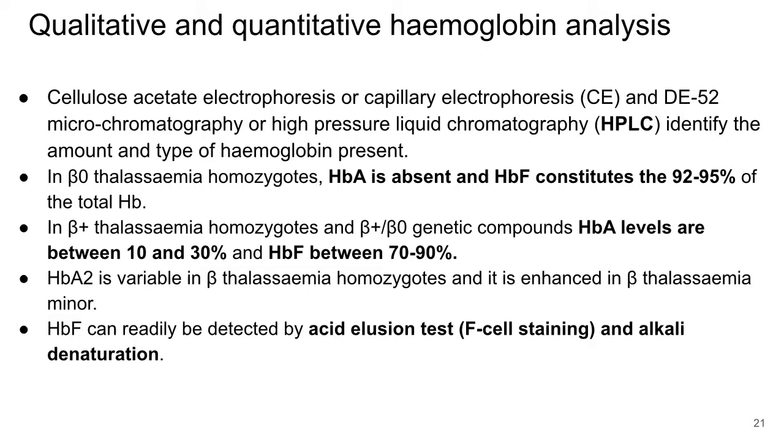In beta 0 thalassemia homozygotes, hemoglobin A is absent. Hemoglobin F constitutes 90 to 95% of the total hemoglobin. And in beta plus thalassemia homozygotes, hemoglobin A levels are between 10 to 30% and hemoglobin F levels between 70 to 90%. Hemoglobin A2 is variable in beta thalassemia homozygotes and it is enhanced in beta thalassemia minor. Hemoglobin F can readily be detected by acid dilution test and alkali denaturation.